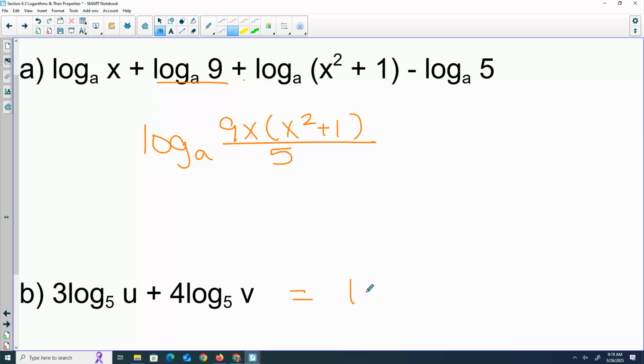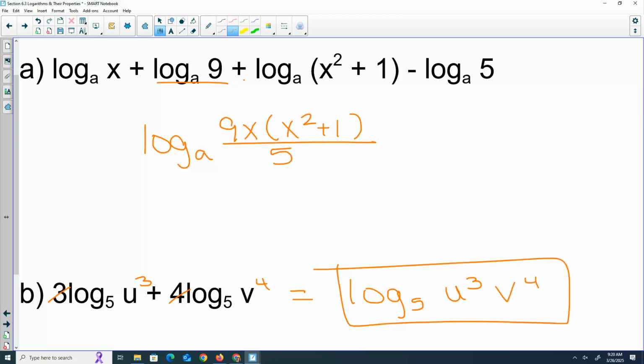B, we have a log base 5. The 3 would go up on the u, so we have u to the 3rd. Plus, so multiplied with, we'll bring up that 4v to the 4th. So log base 5, u to the 3rd, v to the 4th. Again, you could have parentheses around that. Since it is all one term, you wouldn't have to. The only time you absolutely have to is if you have addition and subtraction in there. Okay.